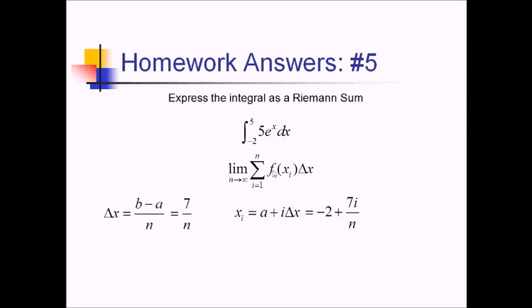So what are we doing to xi? Well, x is an exponent, so we're doing 5 times e to the all of this stuff. That's our f of xi term. Delta x again was just 7 over n. So putting it all together, we have 5 times e to the all of this stuff times 7 over n inside our limit summation notation.